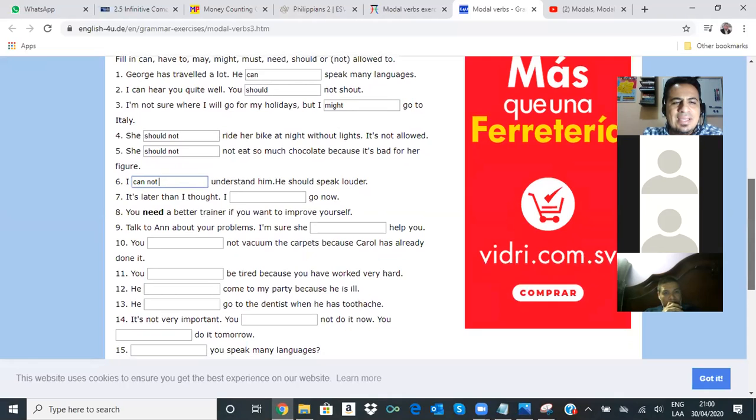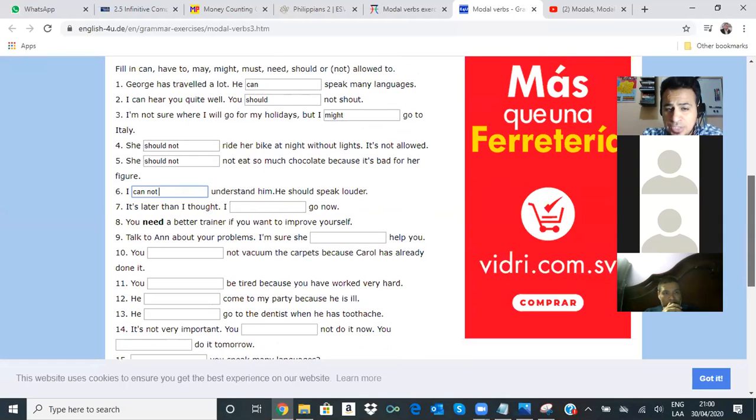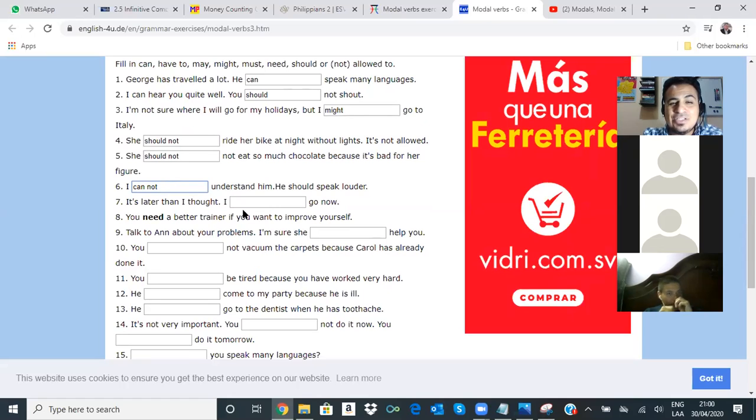Number seven, it's later than I thought. I blank go now. I should go now. I have to go now. I need to go. No, but ahí faltaría tú. Okay, so honestly, I don't know. Voy a usar should, okay? Number eight, ¿algunos tuvieran problemas con esa? You need a better trainer if you want to. In the seven, you have to. You have to. I have to go now.